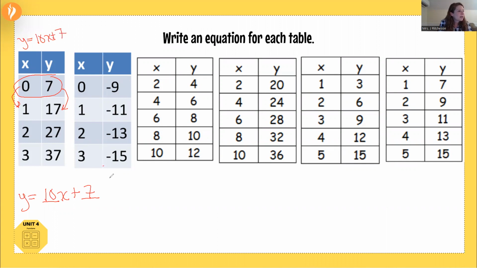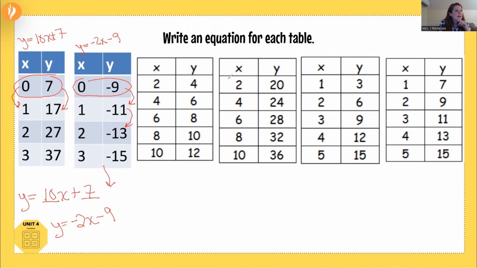All right, the second one, how are these changing? If we're on negative 9, and we go back to negative 11, that means we would go minus 2, minus 2, minus 2 over plus 1, plus 1, plus 1. So our rate of change is negative 2 times X. And then that 0 term is minus 9. So Y equals negative 2X minus 9.